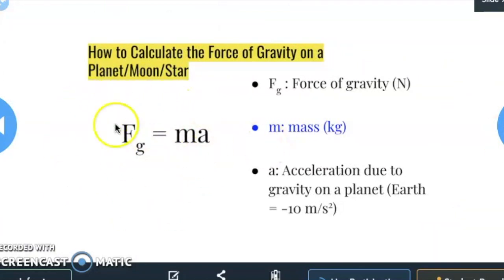So we can use Newton's second law, F equals ma, to find the force of gravity on a specific planet or star or moon by taking the mass of the person or object and multiplying it by the acceleration due to gravity on that specific location. So on Earth, the acceleration due to gravity is always going to be what we round to 10 meters per second squared. So we can find the weight of any object near the surface of the Earth by taking its mass and multiplying it by the acceleration due to gravity.